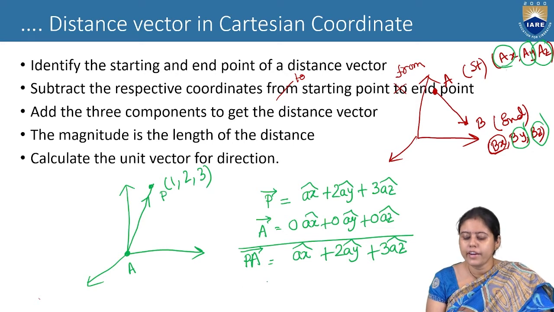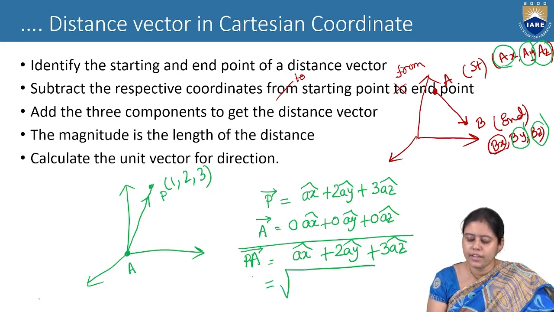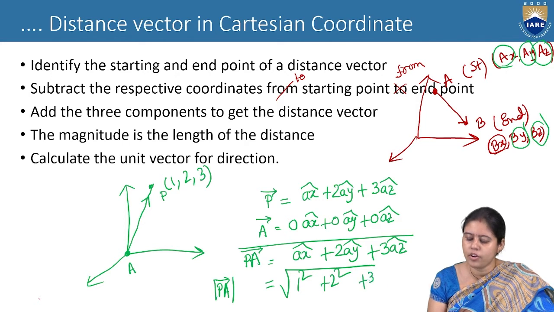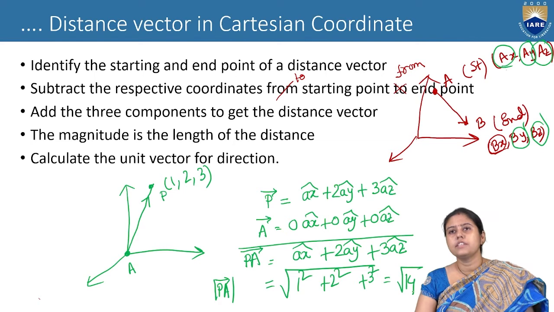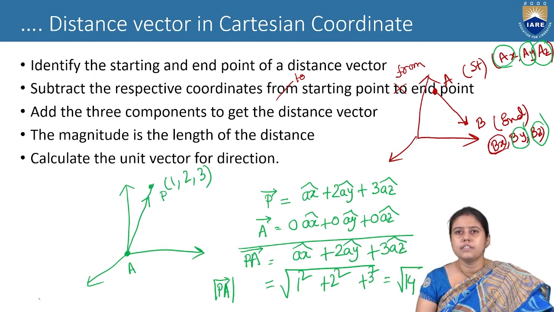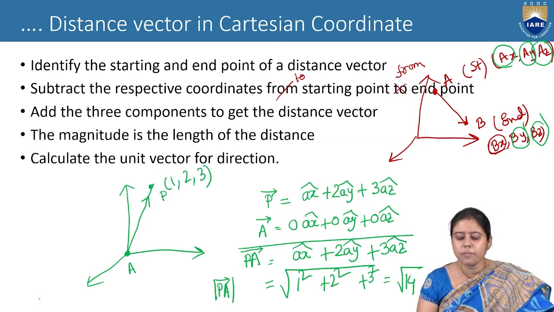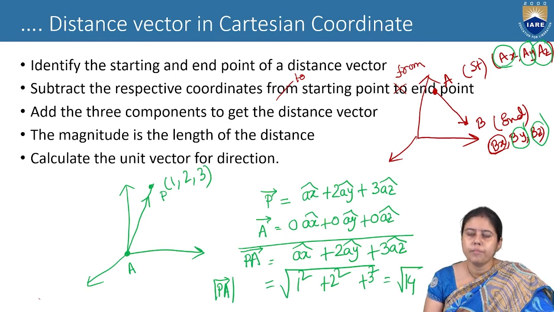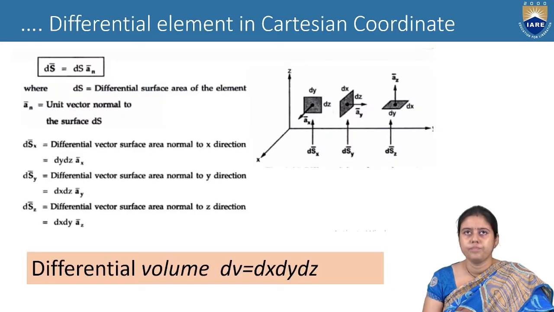And what is its magnitude? Its magnitude is the square root of 1 square plus 2 square plus 3 square. So this is the length of the distance. What will be the unit vector? The unit vector will be the total vector divided by its magnitude.